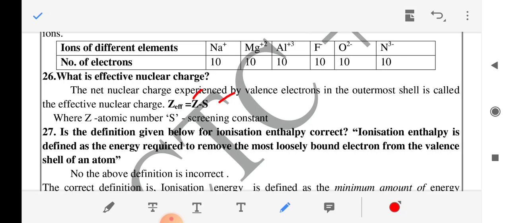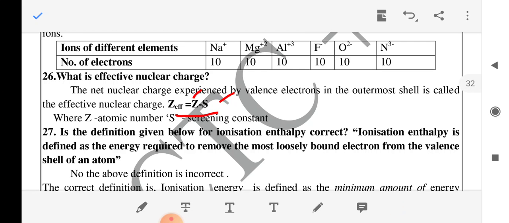Then sodium, the atomic number is 11, 1s2, 2s2, 2p6, then 3s1. So the net charge experienced by the outermost shell is called the effective nuclear charge. The formula is Z effective equals Z minus S. S is the screening constant, Z is the atomic number.